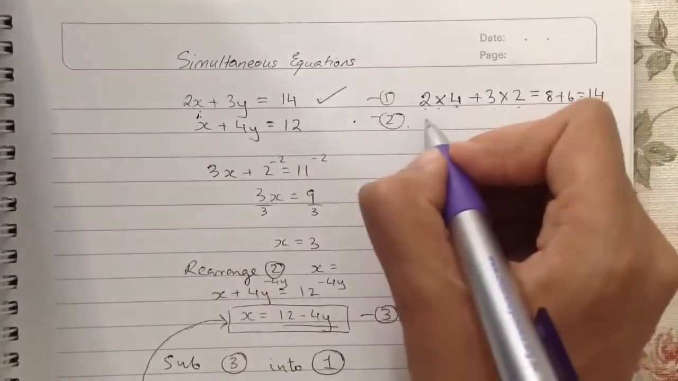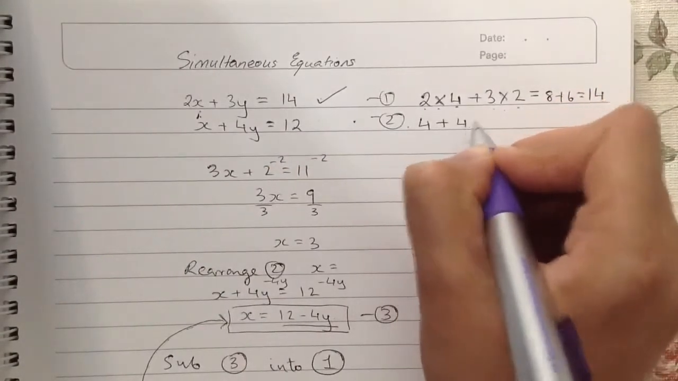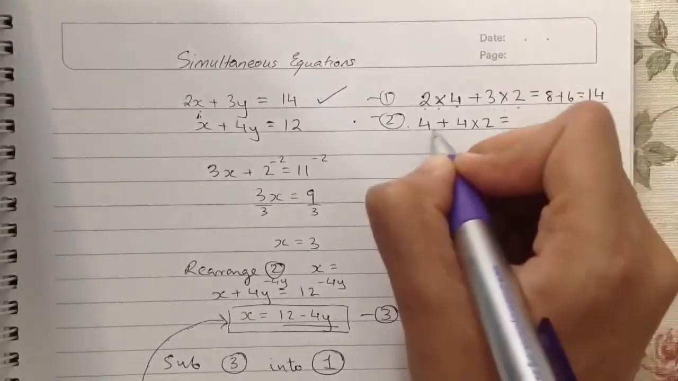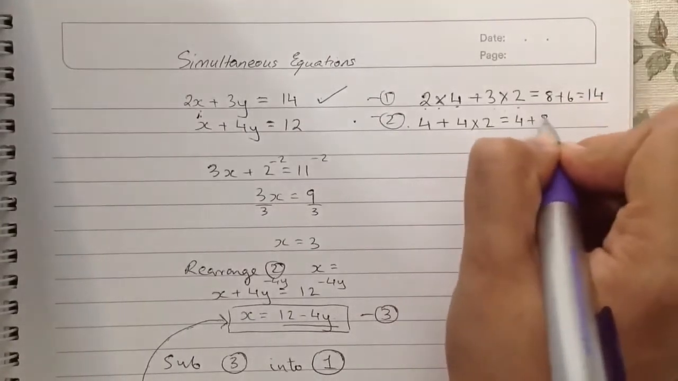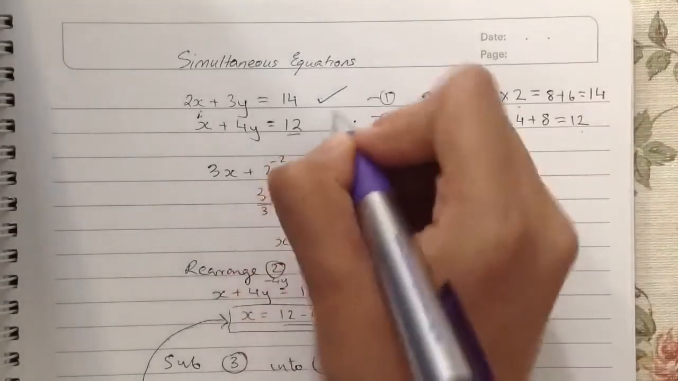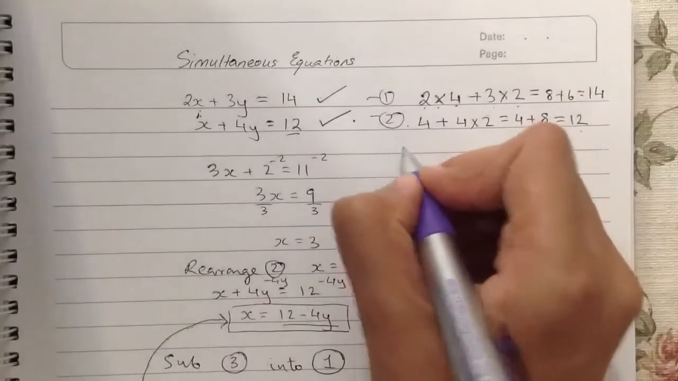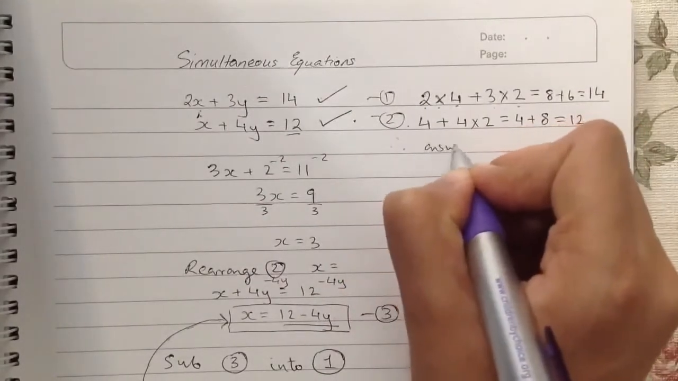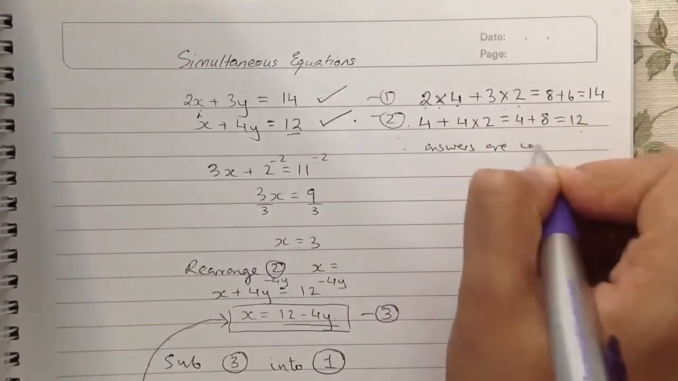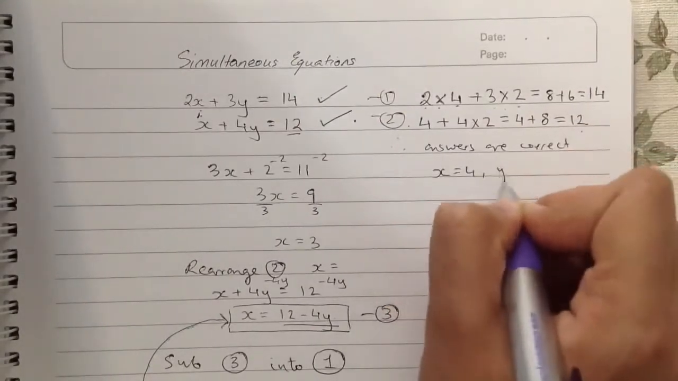Let's check equation 2. x is 4, plus 4 times y, which is 2. That equals 4 plus 8. That is 12. So it does equal 12. So equation 2 also holds. Thus we have proved that our answers are correct. x does equal 4 and y does equal 2.